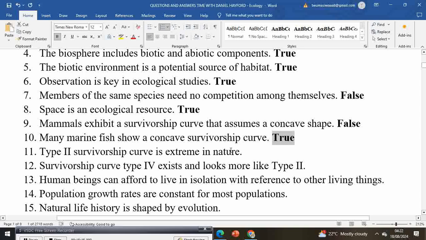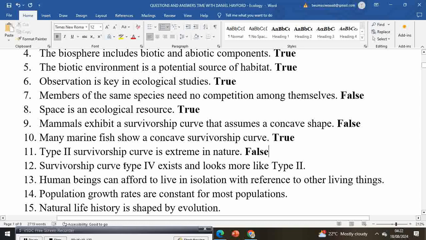Now, type 2 survivorship curve is extreme in nature. What is your answer for question number 11? Question number 11. The answer should be false in the sense that the type 2 survivorship curve, we say it is moderate in nature. We use the word moderate. So the word extreme here makes the statement false.